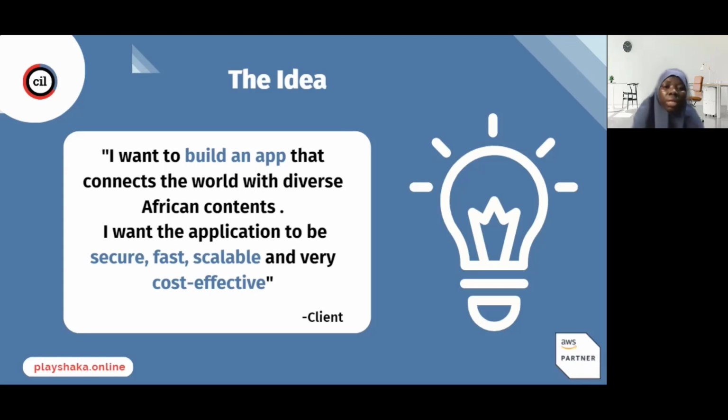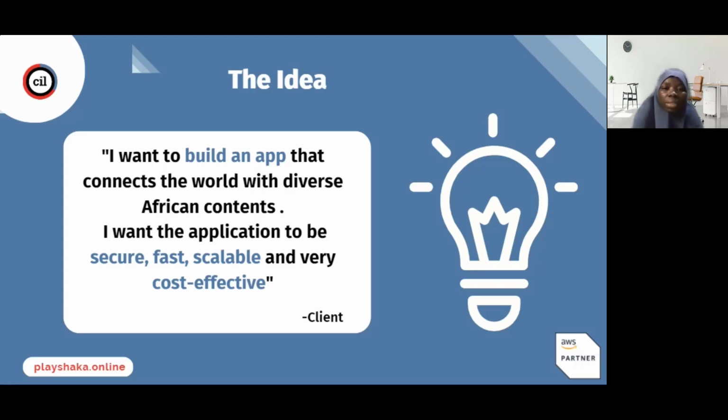As an AWS partner that develops solutions, one of our clients wants to build an application that connects everyone to diverse African content. He doesn't just want any application. He wants an application whereby users can have access to different African content. And what content are we talking about? We are focusing on entertainment. It can be news, it can be radio, it can be music, it can be games.